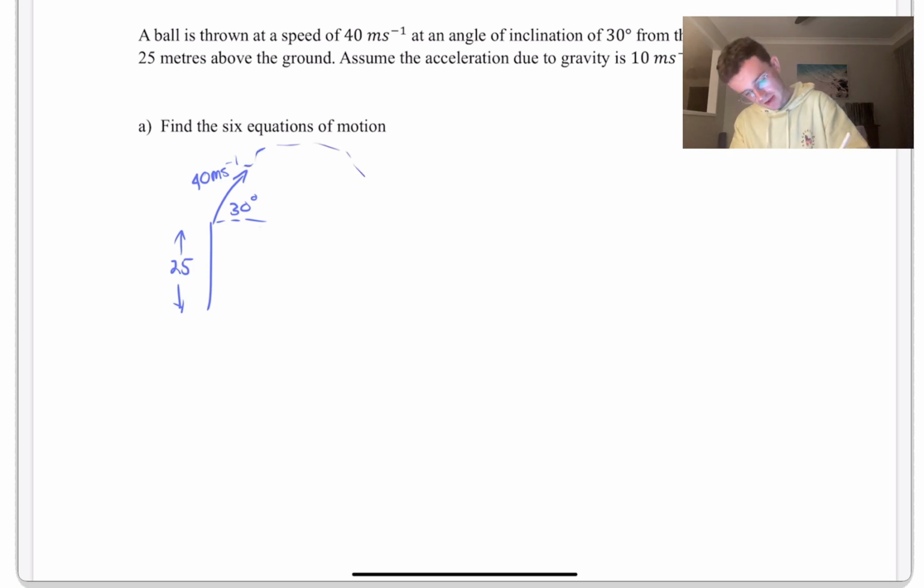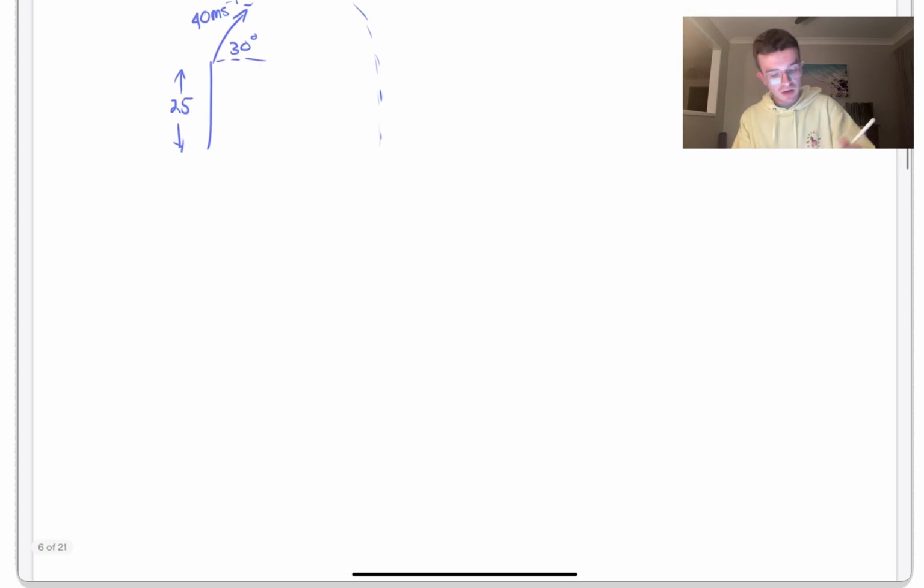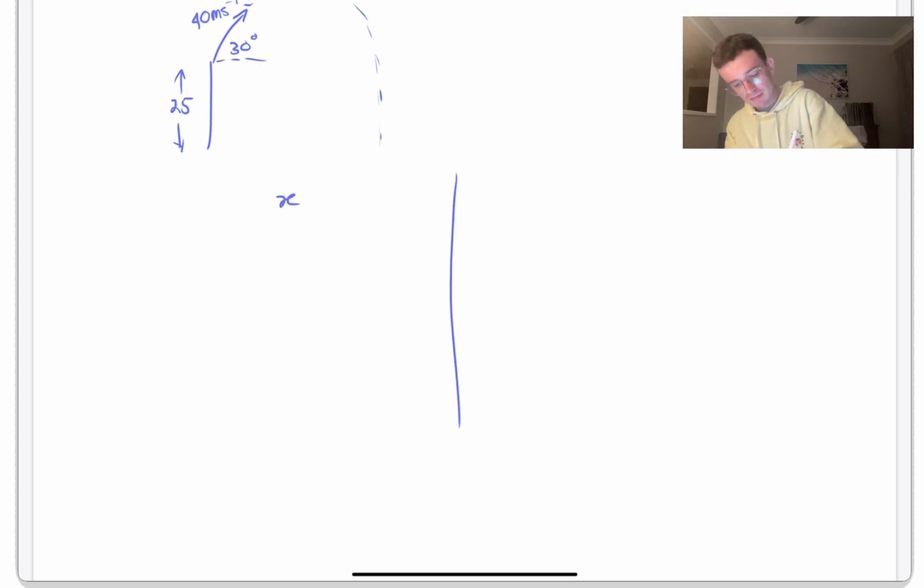So it's going to go like that and then come down. Probably not that dramatic, but it's going to look something like that. We're going to find the 6 equations of motion. To do this, we're going to individually work in either dimension.